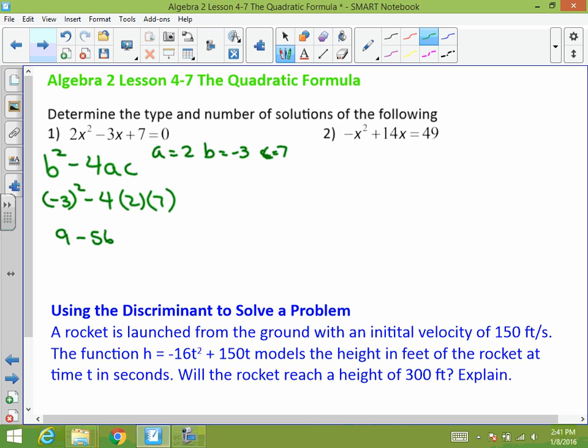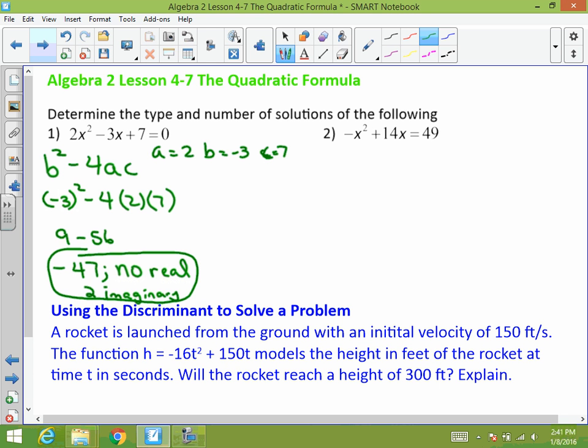So I'm going to get a negative number, aren't I? Okay, I'm going to get negative 47. It's a negative number, so b squared minus 4ac is less than 0, which means I am going to get no real solutions, otherwise known as two imaginary solutions. So negative 47 is the value of my discriminant, and the number of solutions I have is no real, otherwise known as two imaginary.